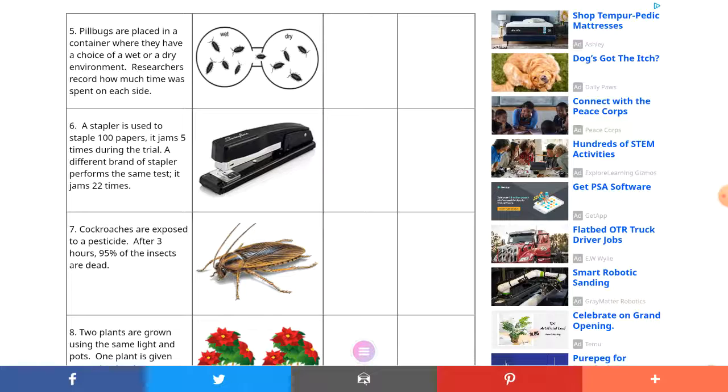Okay, number 5 said pill bugs are placed in a container where they have a choice of a wet or a dry environment. Researchers record how much time was spent on each side. There's our timer, but we're going to finish this up.